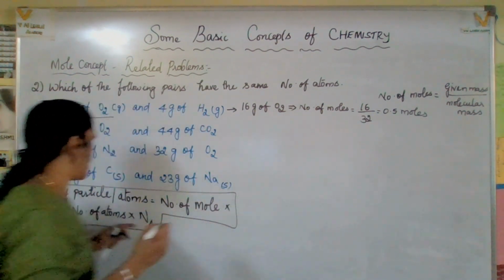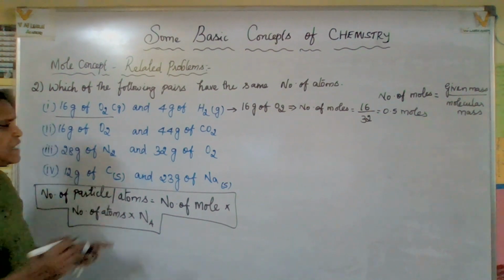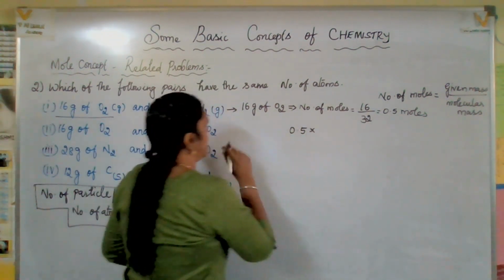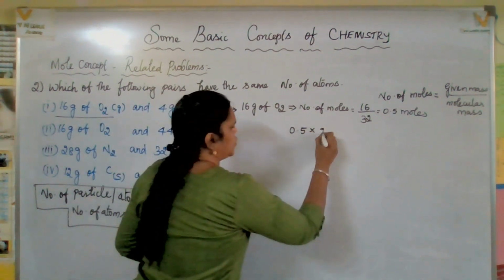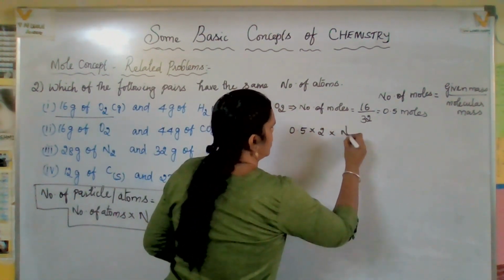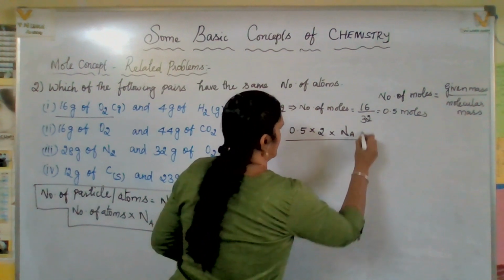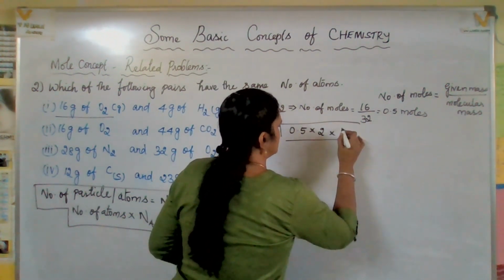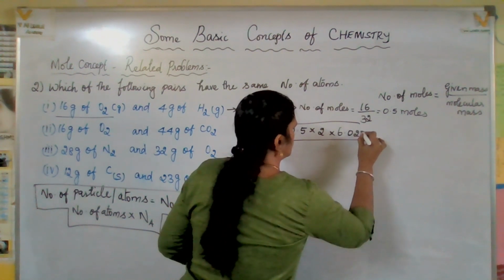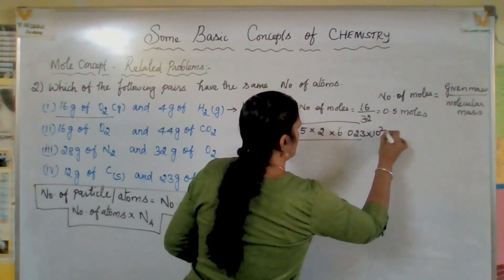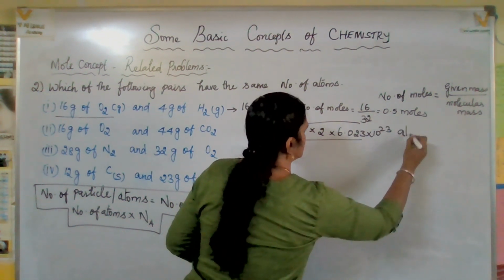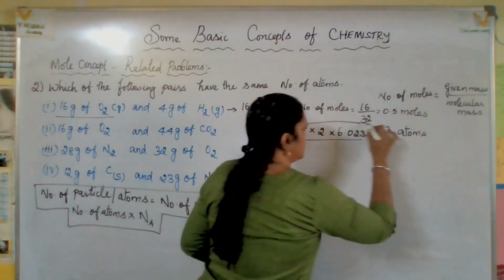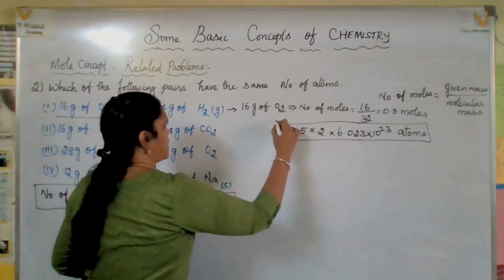So what is the formula here? Number of particular atoms equals 0.5 mole into number of atoms, how many? 2 into Avogadro number, that is Na. Right? I just mention Na, it is 6.023 into 10 to the power of 23 atoms. Okay, now this is the first pair over.